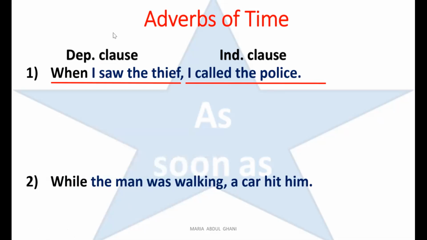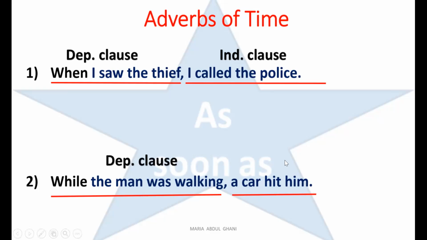And number 2, dependent and independent. Jana, could you talk, please? Okay, Omar. While the man was walking, dependent. A car hit him, independent. You are excellent. Sorry, Ahmed, not Omar. Ahmed Abdul Hadi, right? Here, "while the man was walking" is the dependent clause, and "a car hit him" is the independent clause.